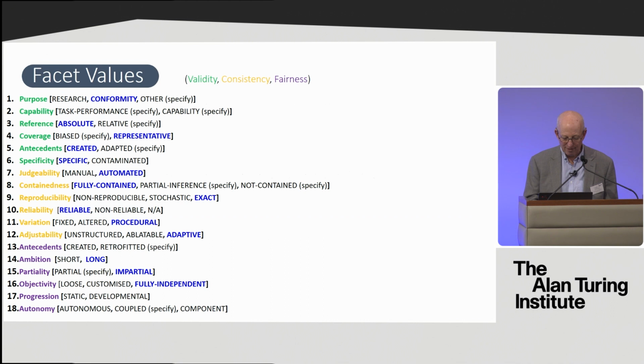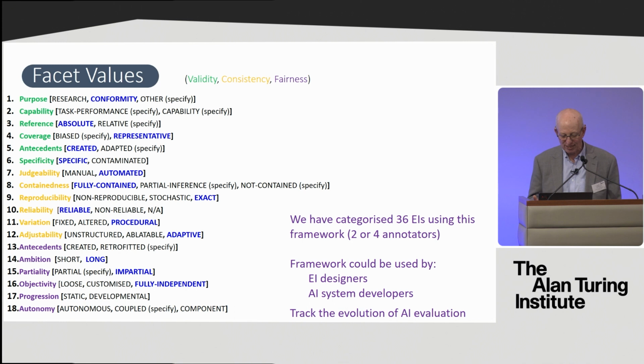I don't have time to go through those, but we've evaluated this on 36 evaluation instruments, and we think this might be of use to people designing new evaluation instruments and benchmarks, to AI system developers, and also to track the evolution of AI evaluation.